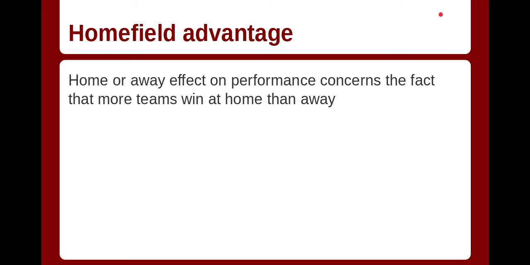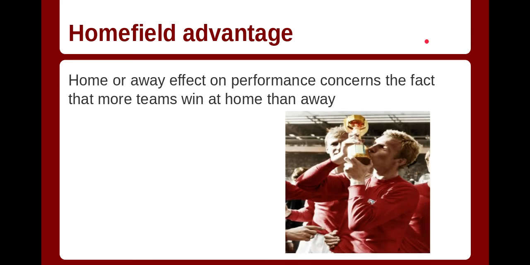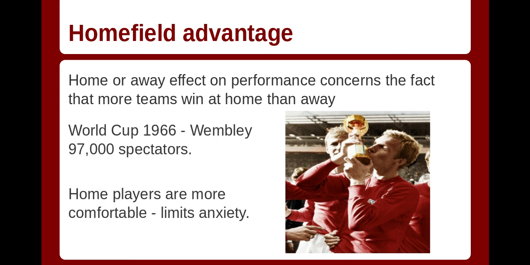Okay, home field advantage is something that we know is a preference of sports people. So home or away teams affect performance. The fact is that more teams win at home than away. So we know statistically people win more at home. In the World Cup 1966, just as an example, Wembley had 97,000 spectators. England obviously won the World Cup. The home players are more comfortable. It limits their anxiety, and we can think about it in terms of that positive social facilitation of the crowd.